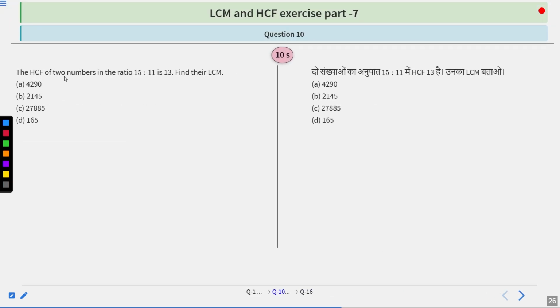The HCF of two numbers in the ratio 15:11 is 13. Find their LCM. Options are 4290, 2145, 27,885, or option D is 165.